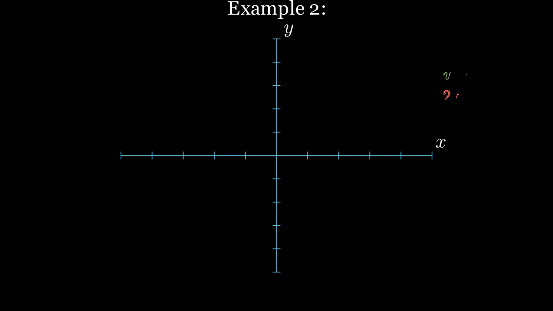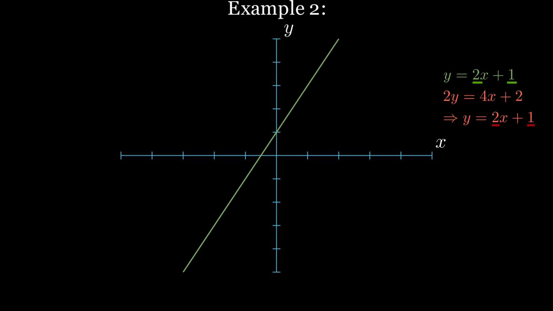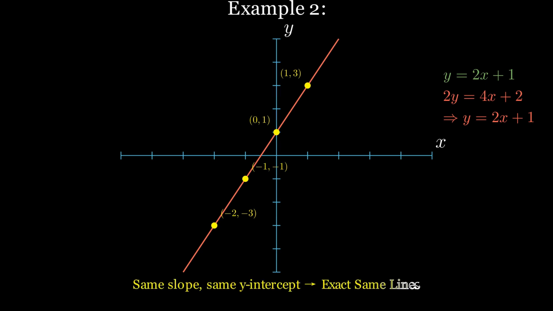Example 2, don't forget to put into y-intercept form. Here, now we have the same slope, same y-intercept. We know that will be the exact same line. Here, the red overlapped the green line. We have the same exact line. And if you can see, you can have some test points. Whatever test points you choose, they'll be the same ones on both lines. Same slope, same y-intercept, same exact line.